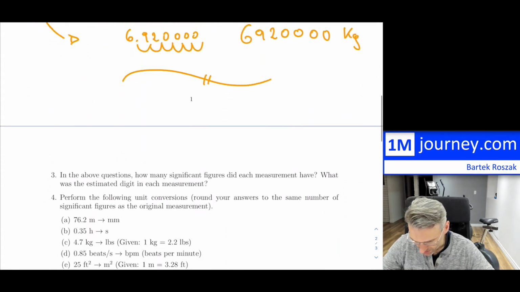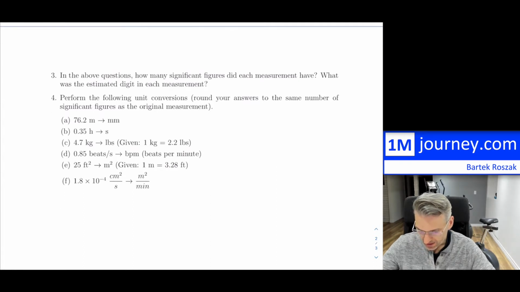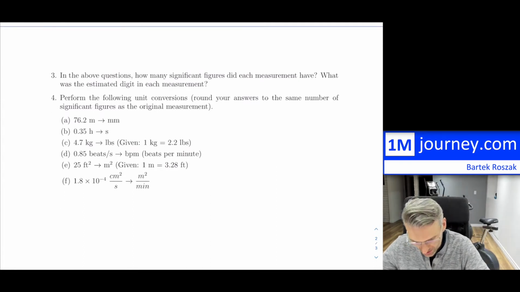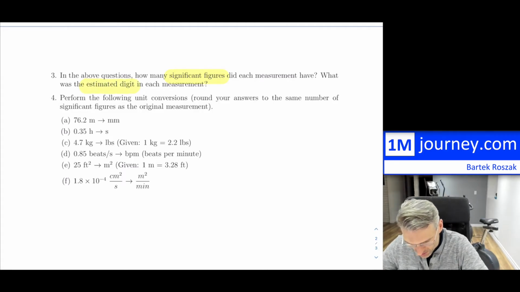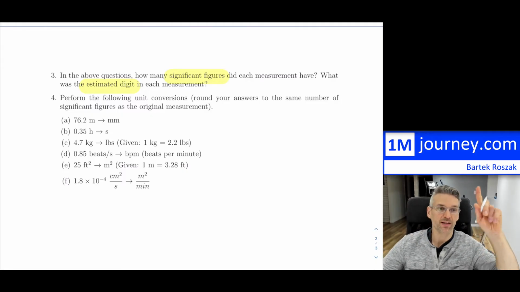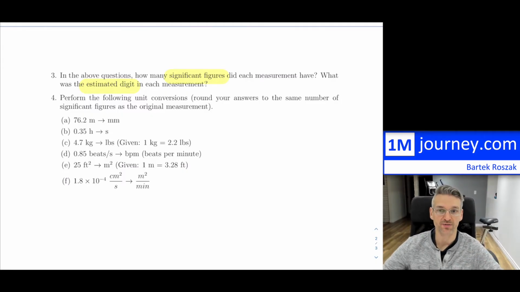All right, so that's questions 1 and 2. Let's see, what else do they have here? In the above questions, how many significant figures? Okay, so this is a great segue into measurements. All measurements are not precise. So we do use significant figures or significant digits, and we want to know how many are in each measurement. And then it says, what was the estimated digit in each measurement? Okay, so those are 2 concepts which are pretty decent. I'm going to put up a link up above there for you if you've forgotten about significant figures, or sig figs or sig digits, and the estimated digit. You can look at that there.